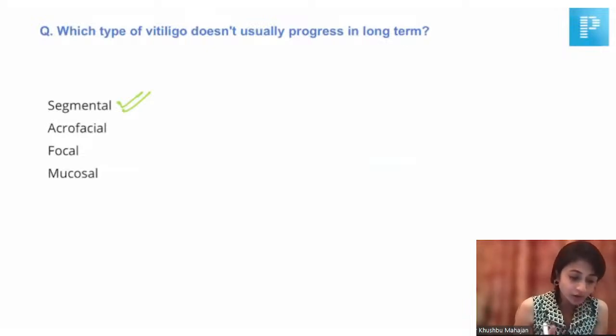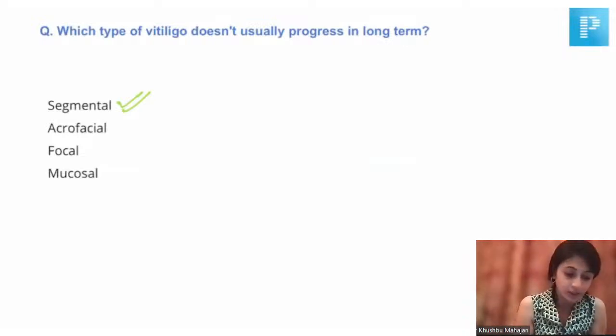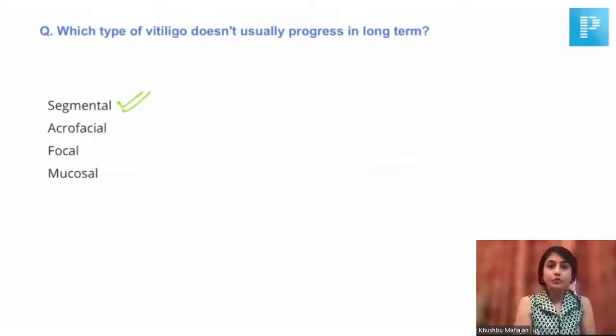Not C, Dr. Barrett. Focal vitiligo can progress, and in fact, focal vitiligo can turn into vitiligo vulgaris, and can increase in size or number of lesions. Right? So I hope these were the options and this was the question.